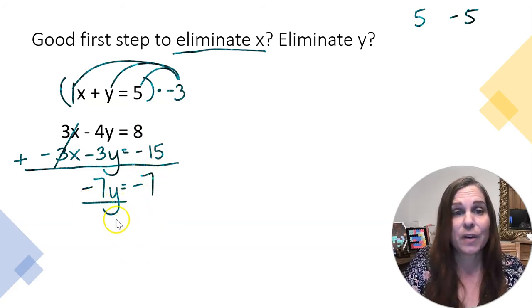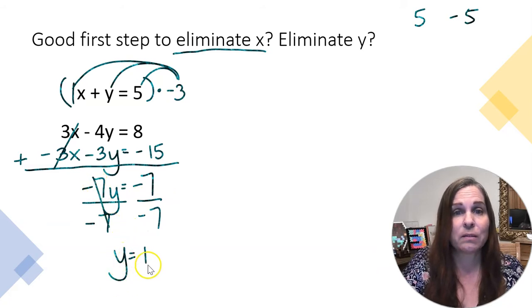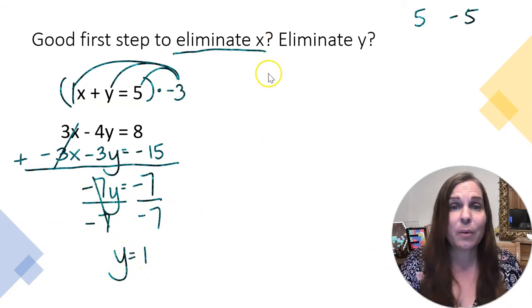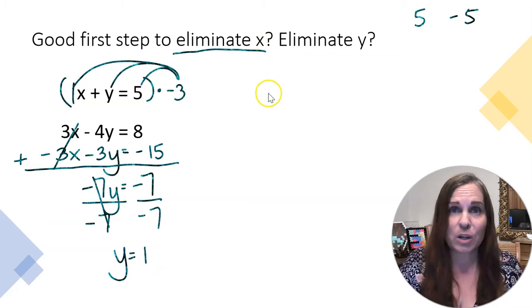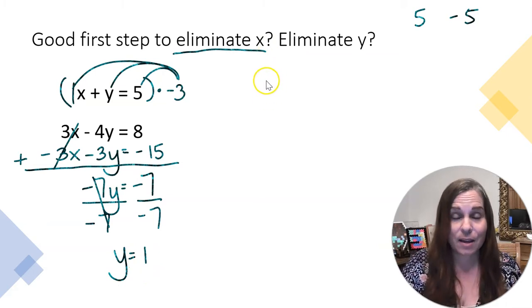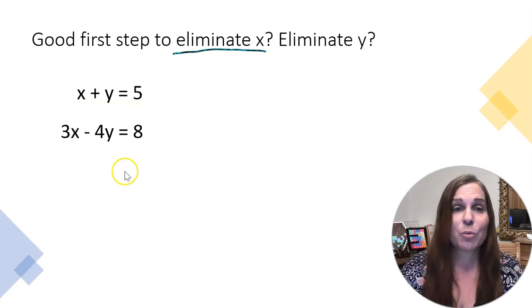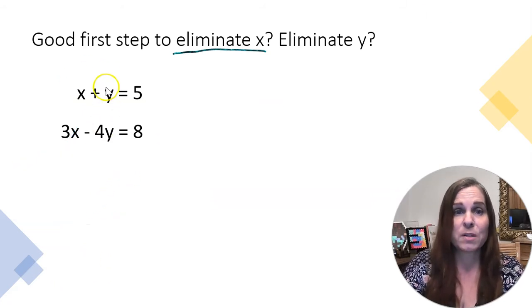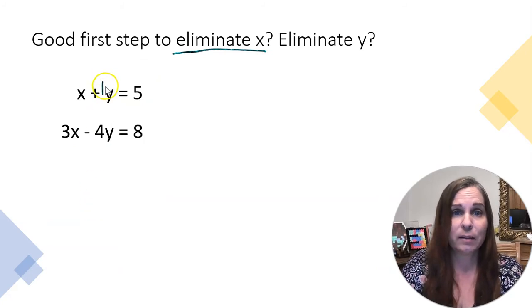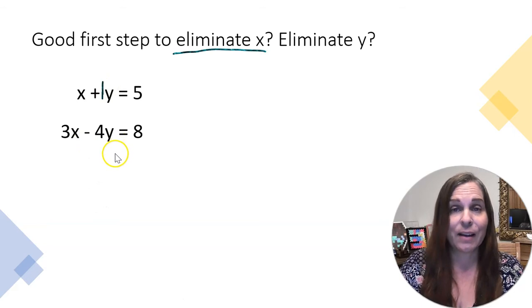And then I can divide on both sides by -7, right? And then I have that y is 1, right? So now let's look at this equation all over again. And this time, let's try to eliminate the y. So right now, from my y terms, I have a 1y, right, and a -4y.